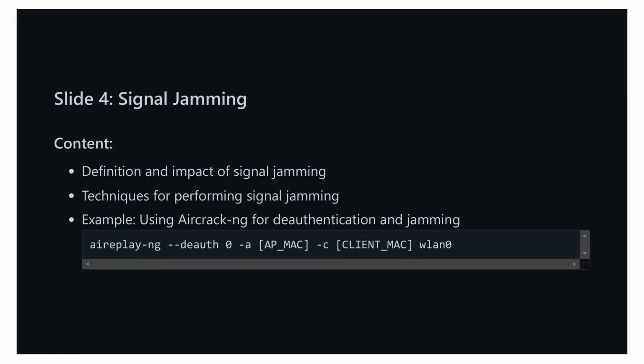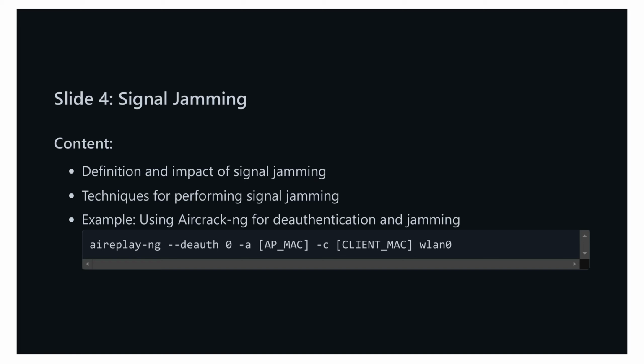Now, let's talk about some techniques for performing signal jamming. There are several methods, but one common approach involves sending continuous deauthentication frames to disconnect legitimate devices from the access point. This causes a persistent disruption of services. For example, a practical method for carrying out such attacks uses the Aircrack-ng suite. Specifically, the Aireplay-ng tool can be employed for deauthentication and jamming. The command provided here demonstrates how to use Aircrack-ng for this purpose.